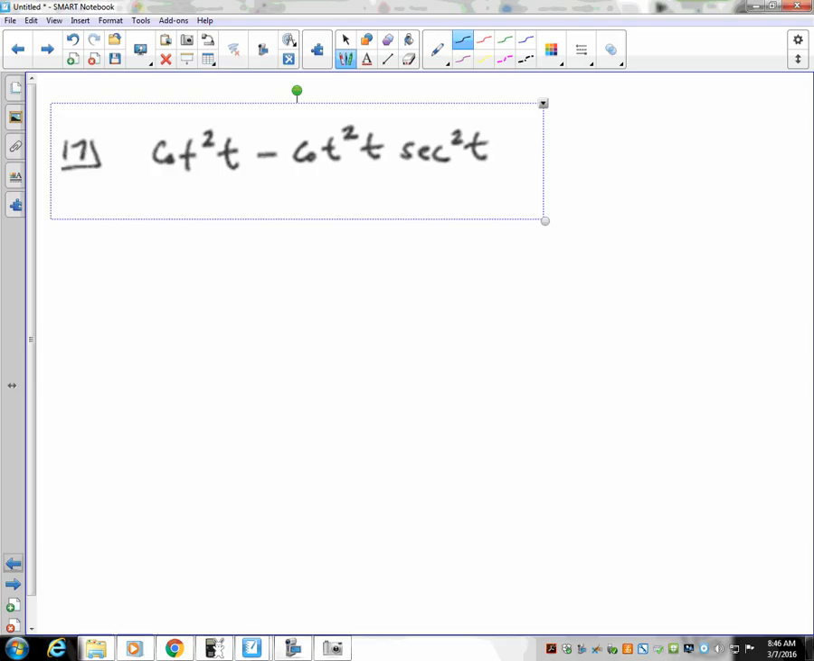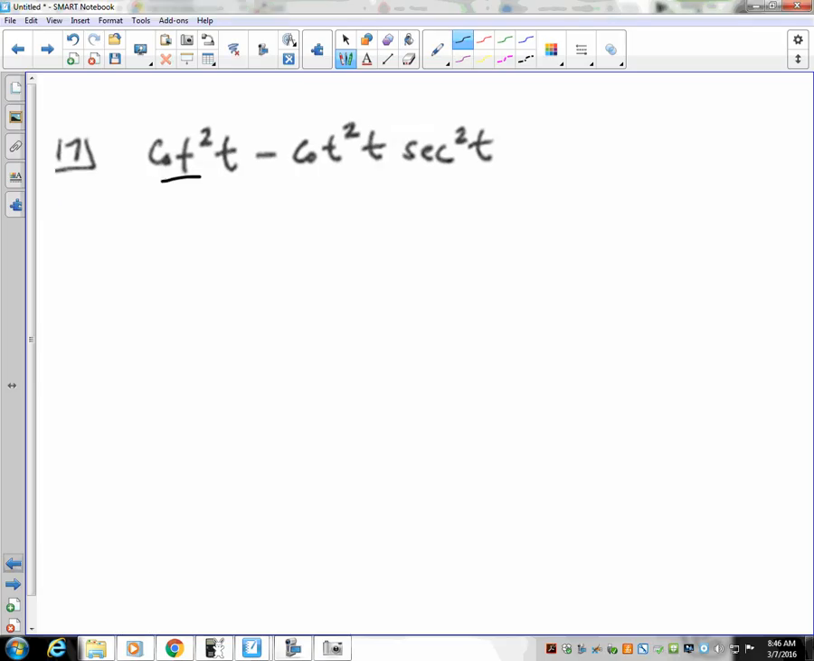Okay, on number 17, very similar problem here. Again, I'm just going to factor out a cotangent squared. So this is going to leave me with 1 minus secant squared. Now, 1 minus secant squared is a Pythagorean identity. So let's look at this one. This one's not that straightforward here.